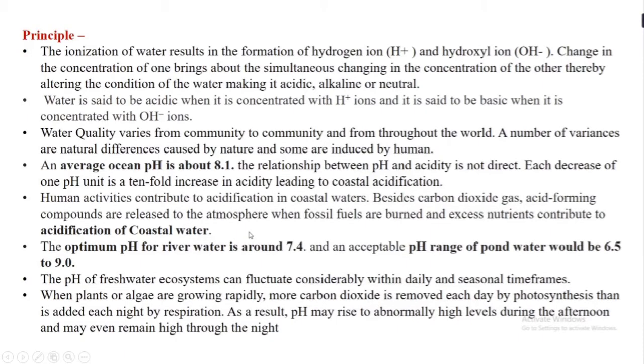Now, if we speak about the principle of this experiment, first of all, what is pH? pH is defined as the measurement of the level of alkali or acid in any substance. In water, when ionization takes place, this results in the formation of hydrogen ions and hydroxyl ions. And if there is a change in the concentration of hydrogen ions, this brings a simultaneous change in the concentration of hydroxyl ions as well.